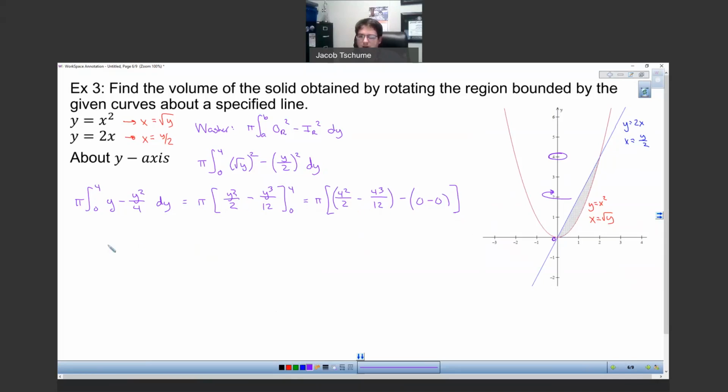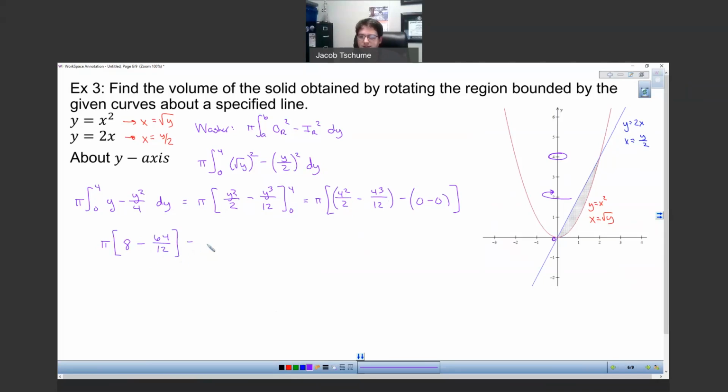Simplifying what I have left, you would have pi times 4 squared is 16, and 16 divided by 2 is 8. 4 cubed is 64, so 64 twelfths. I'll write that out so I don't mess up.